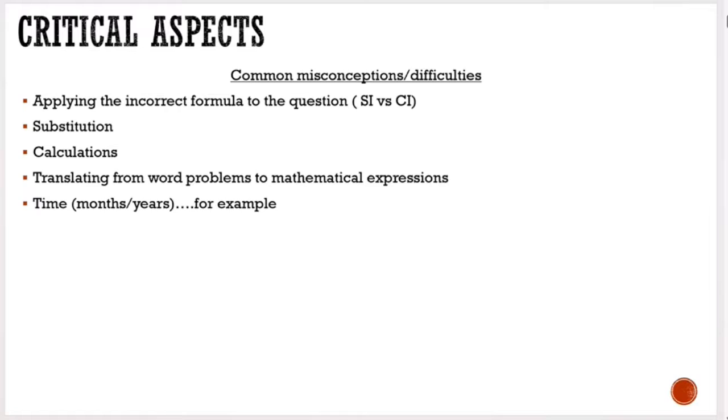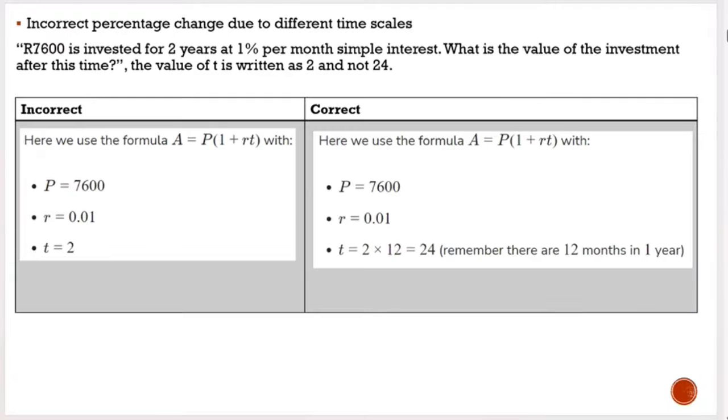And then other misconceptions will be the issue of time. For example, you could be using the incorrect percentages. Maybe you are told that the interest is compounding weekly, is compounding daily. Those are the little issues that you could have difficulties dealing with. So we'll be trying to highlight those.